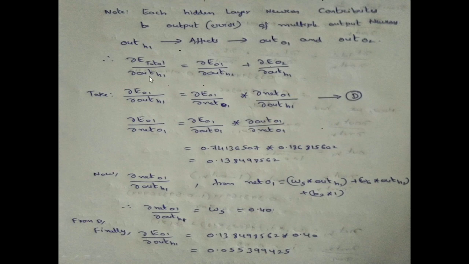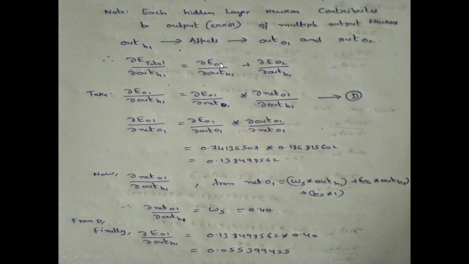Now coming back, the change in the total error energy with respect to the change in the output value of H1 is equal to the change in the error energy at output neuron 1 with respect to the change in the output value of H1, plus ∂E of output neuron 2 by ∂ the output value of H1. Now let us take this particular term.